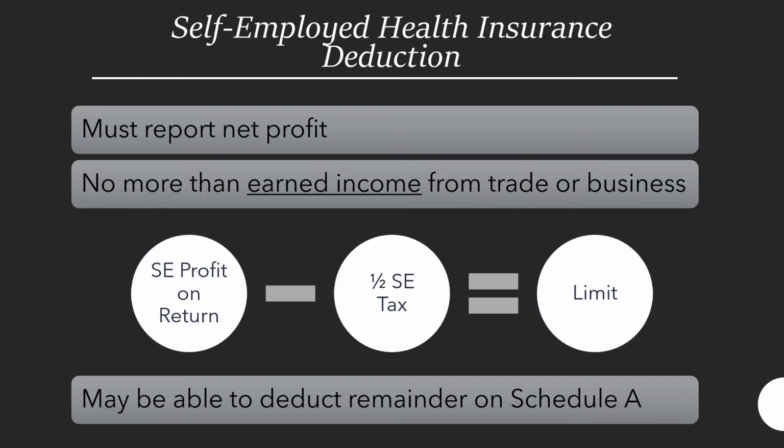So the way that we calculate the limit is the self-employment profit on the return, and then we subtract out half of the self-employment tax. Remember, that's the same amount that we took as an adjustment. And the difference there is the limit that the taxpayer is allowed to take of self-employed health insurance deduction. Now, if they can't take the full amount as a self-employed health insurance deduction, it may be possible that they could deduct the remainder on Schedule A as an itemized deduction. And in a later lesson, we'll learn a little bit more about Schedule A and itemized deductions.